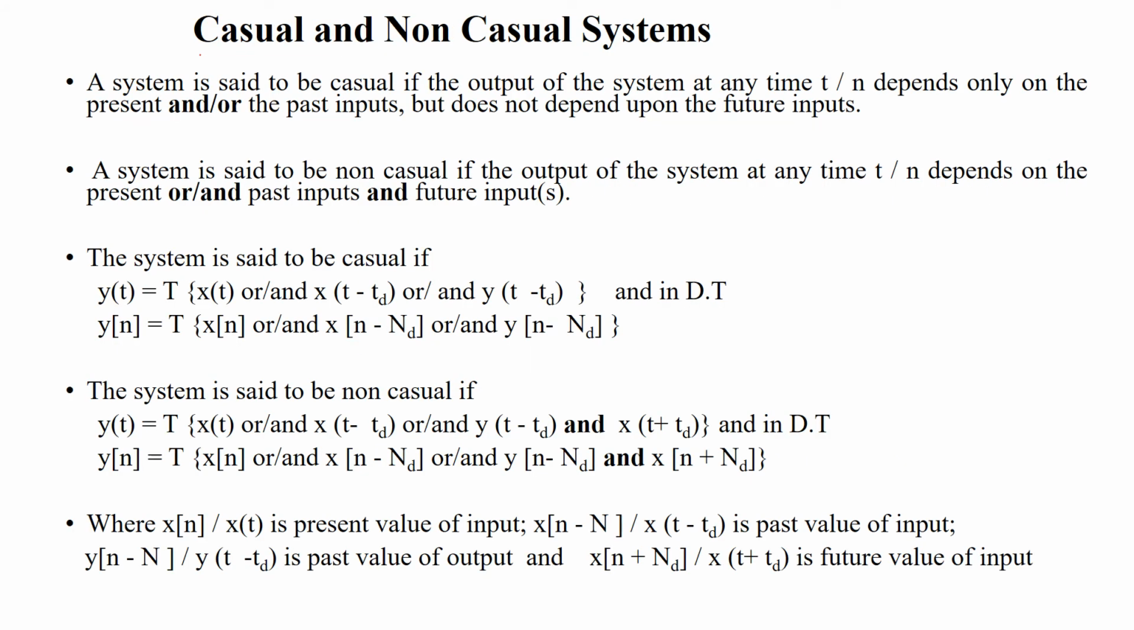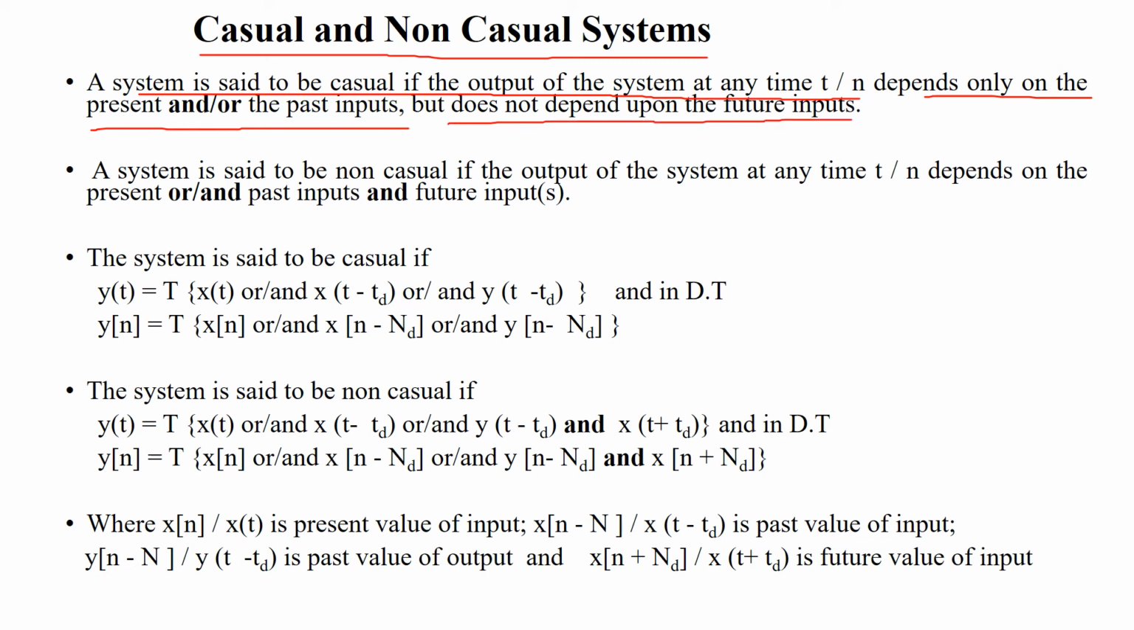Next important term is causal and non-causal system. A system is said to be causal if the output of the system at any time t or n depends only on the present and or past input, but does not depend on future input. Otherwise, the system is non-causal. A system is said to be non-causal if the output at any time t or n depends on the present and or past inputs and future inputs. So here future inputs have been added. Whenever future inputs are there, the system is a non-causal system.